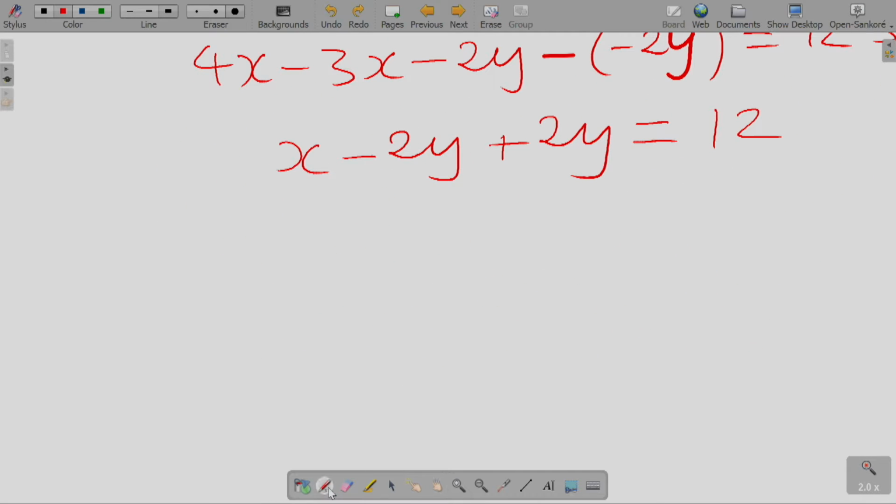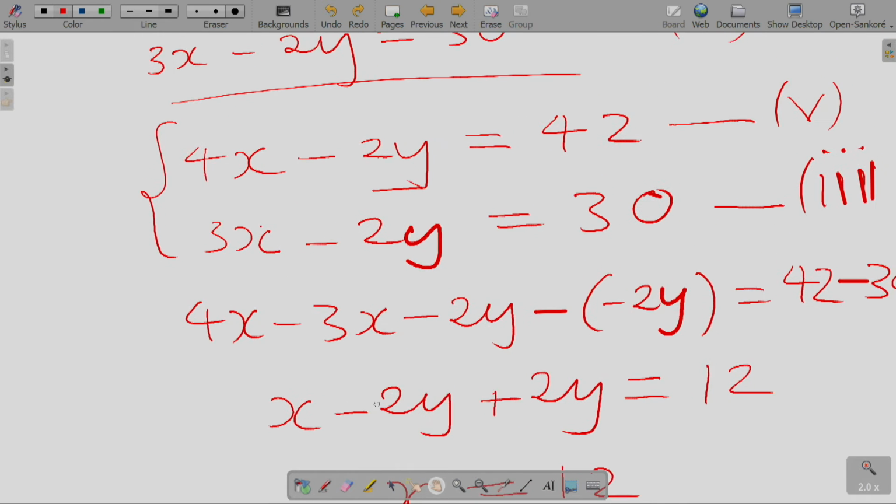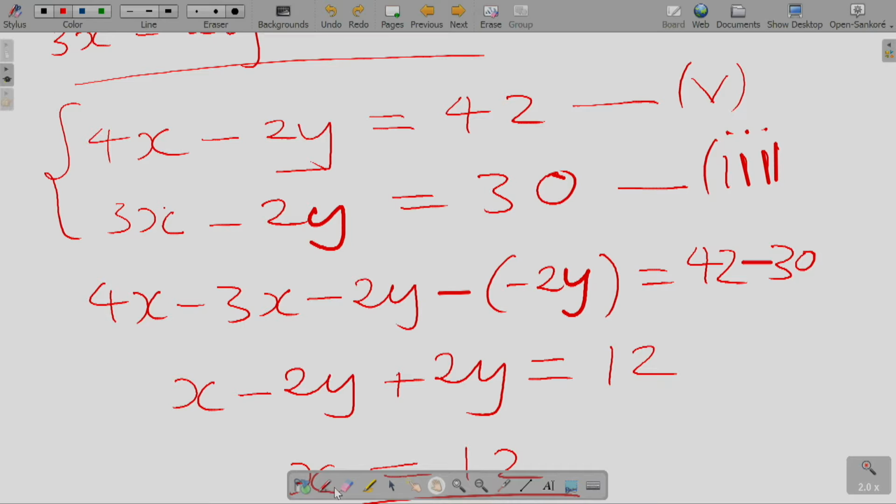So now from here it will remain only x, because minus 2y plus 2y equal to 0, so we'll get x equal to 12. So the answer is x equal to 12. Now we need to find also the variable y. On finding the variable y, we are going to choose any of the equations, and let's choose equation number 3, which is this one.